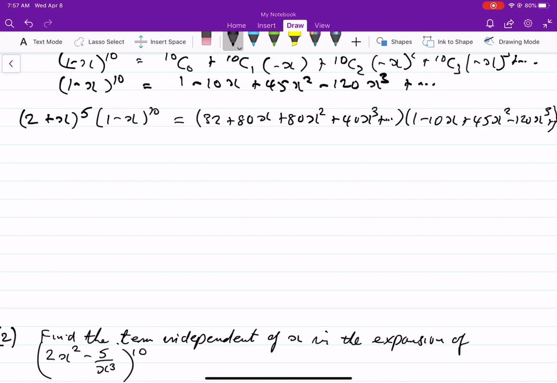Next, you'll multiply the 80x by everything in the other bracket. But notice, as soon as you multiply the 80x by the minus 120x cubed, you'll go past x cubed. So anything that goes beyond x cubed, just throw it away. You don't need to consider it. And then add them all up together. Okay, I'm leaving that for you to finish up.